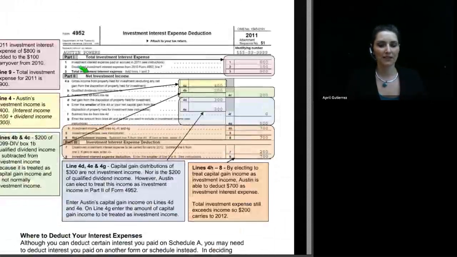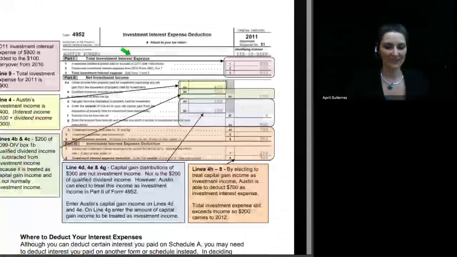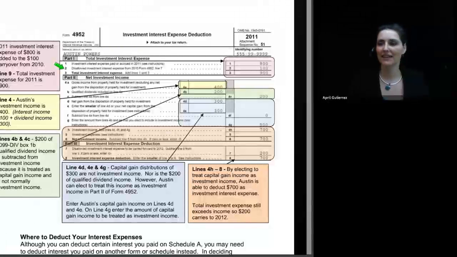Let's take a look at the finished form. And the starting point on the 4952 is to enter the investment interest expense paid in 2011, and that's $800. And then in the wording of the problem, I told you had a $100 carryover from the year before, and that goes on line 2. So his total investment interest expense that he's going to try and deduct for 2011 is going to be the total of those two amounts, $900.